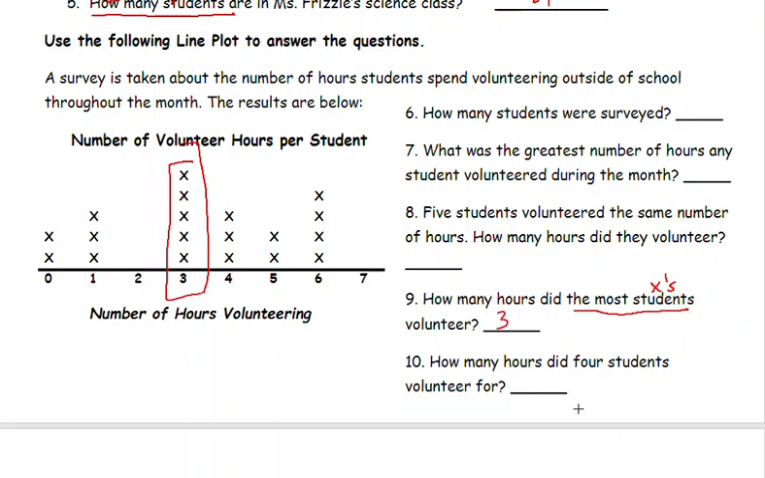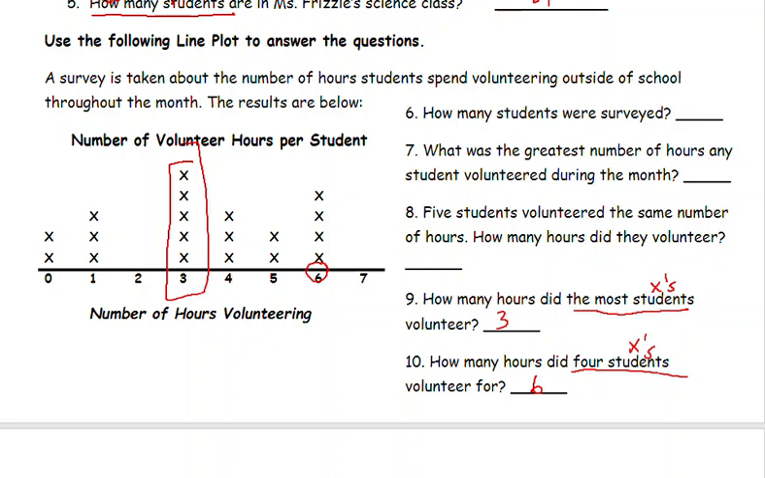And then how many hours did 4 students volunteer for? This would be, where do we see 4 X's? So wherever we see the word student or score, we can replace that with X's. So 4 students, we see 2, 3, 5, 3, 2, and 4 is here with 6 hours. So we're going to have 4 students did 6 hours worth of volunteering work.